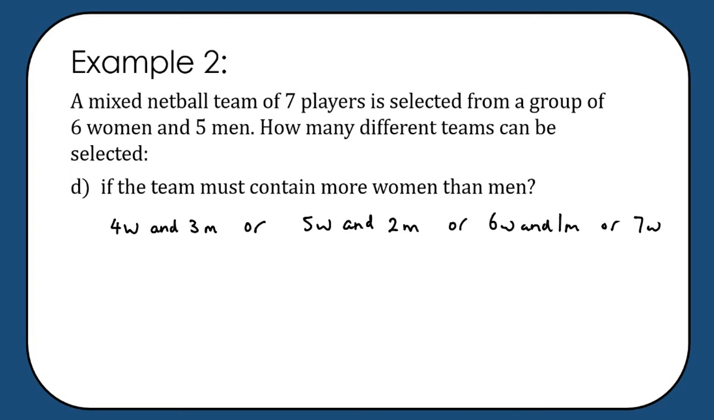mundane and quite routine, but it's important that you stop and think about, is it an and situation or is it an or situation? So we're choosing 4 women and 3 men. So from the 6 women we wish to choose 4, and also from the 5 men we wish to choose 3. So that's the number of ways we could have a team with 4 women and 3 men.